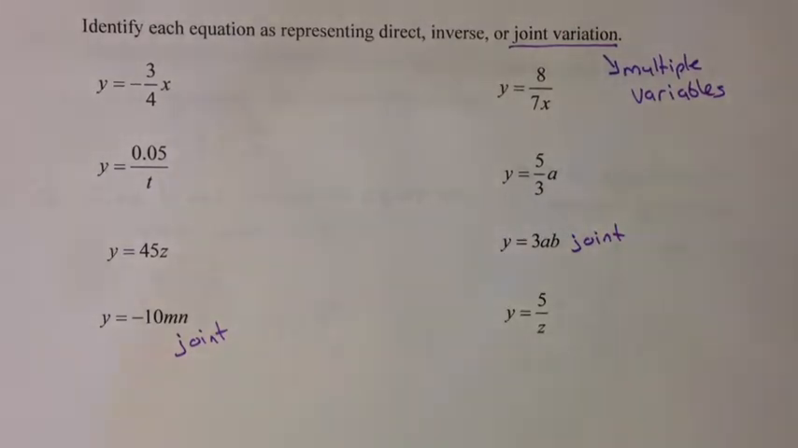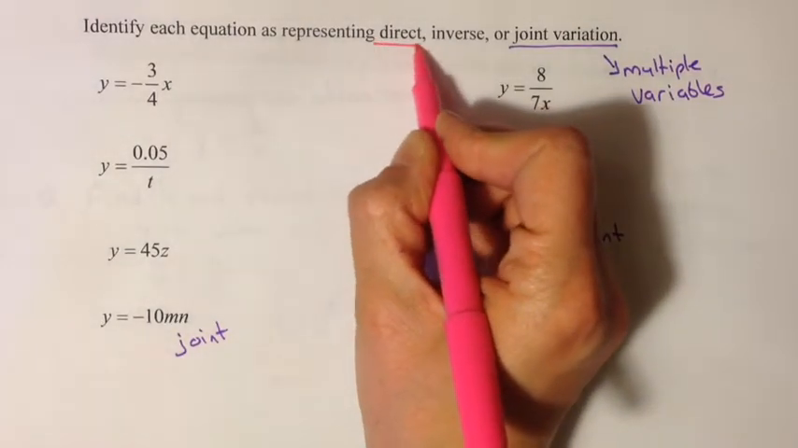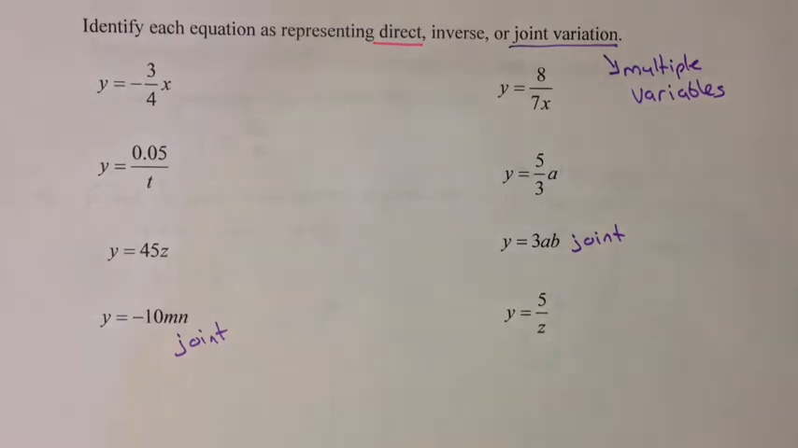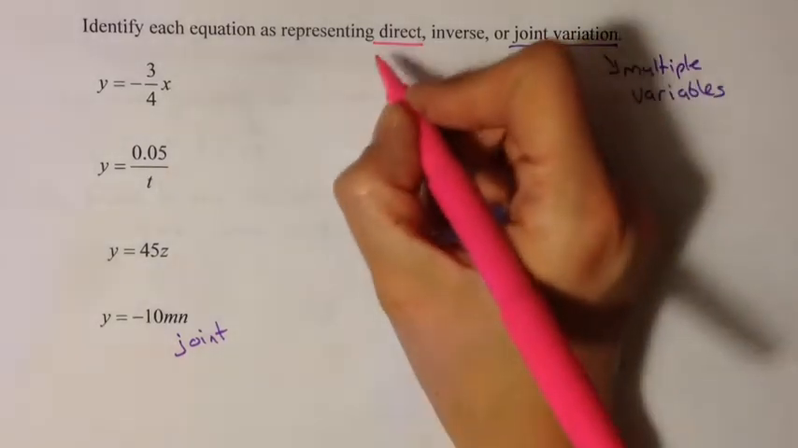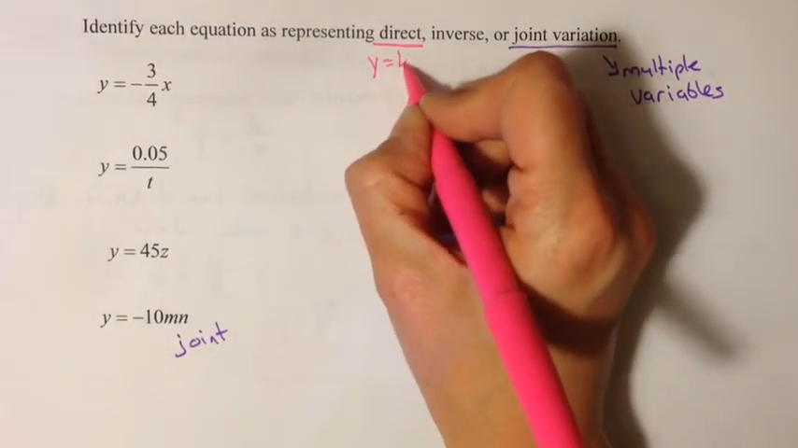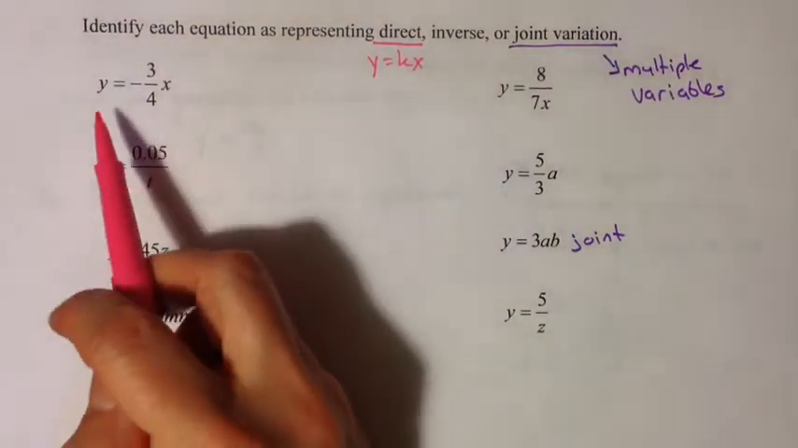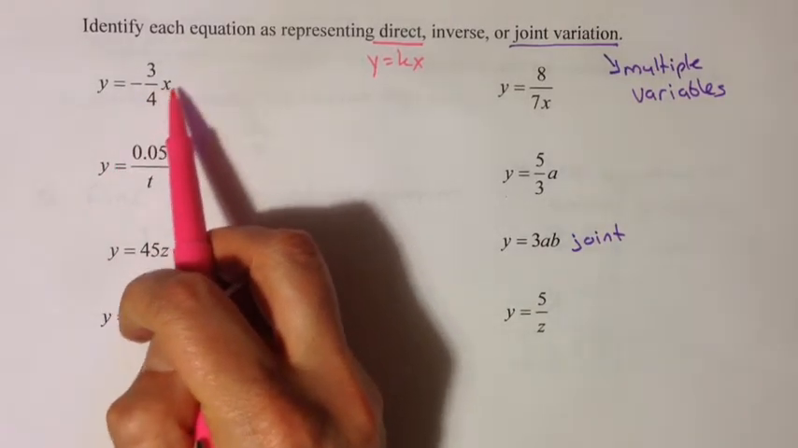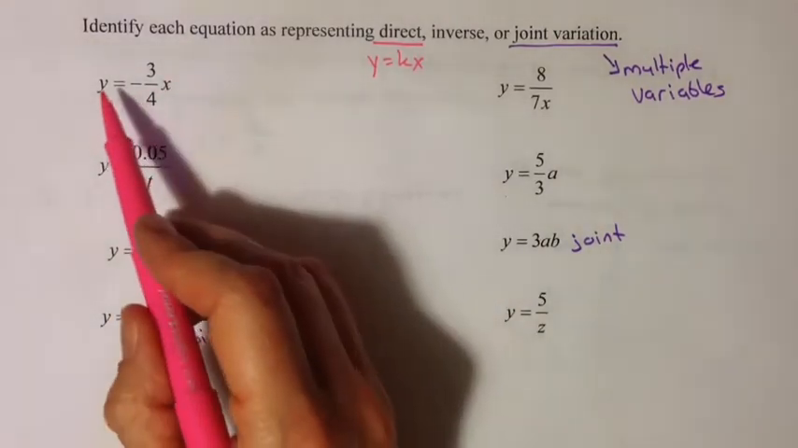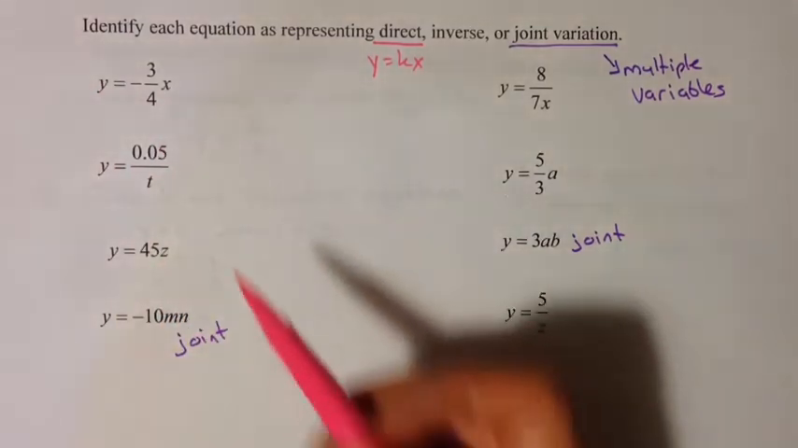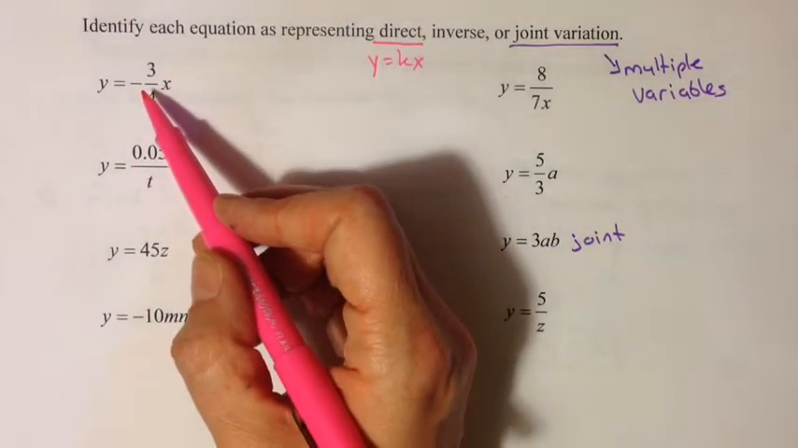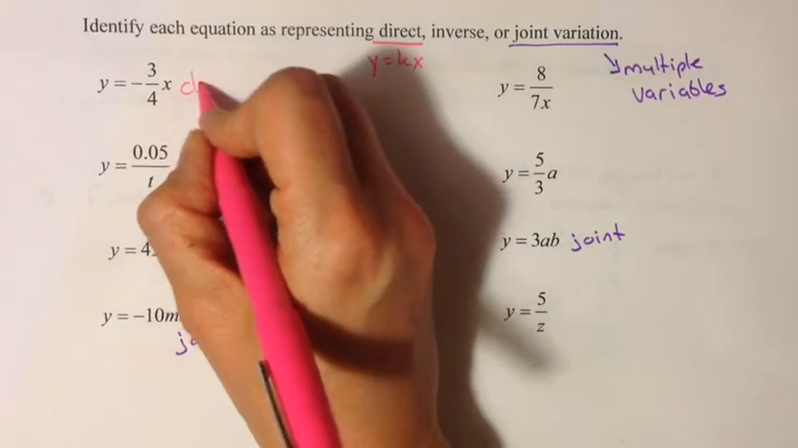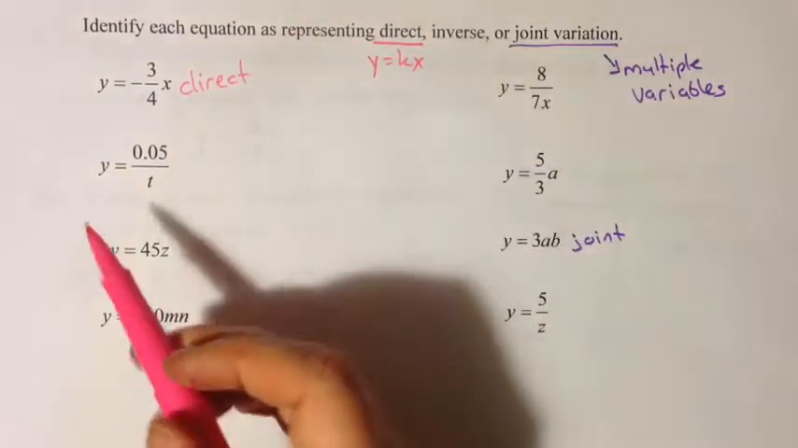Next, let's go through and look for direct variation. Remember that in direct variation, I'll have something like y equals 4x, or y equals some number times x. This first equation almost doesn't look like direct variation, but it is, because the x is not in the denominator. The y and the x are on the same level. It's just that the constant of variation happens to be a fraction. So this one is direct variation.